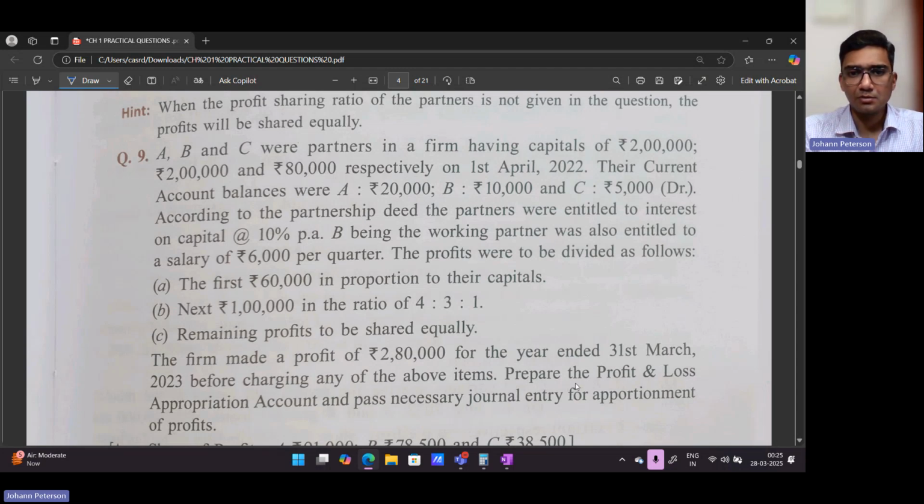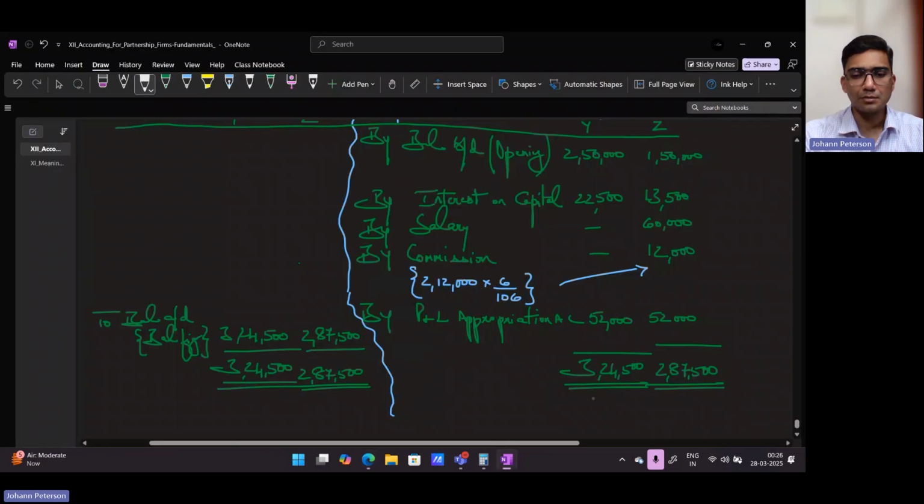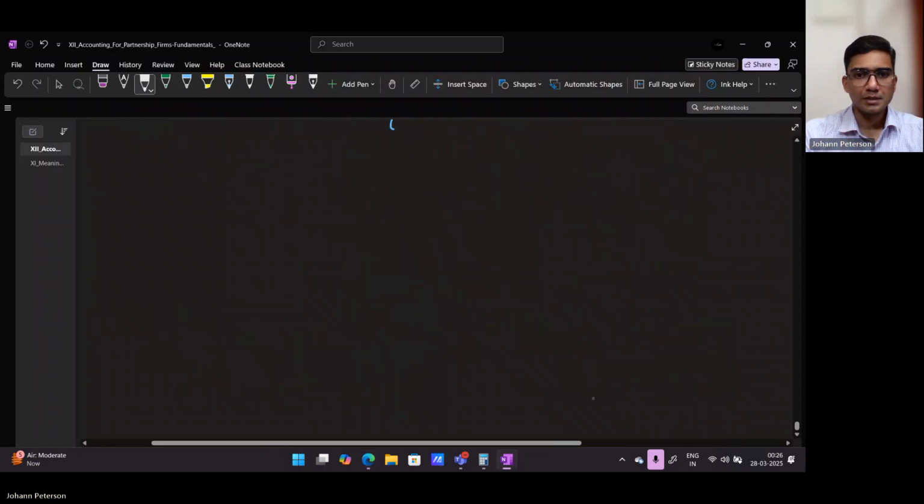Then it says, according to the partnership deed, the partners were entitled to interest on capital at 10% per annum. B is a working partner and is also entitled to a salary of 6,000 per quarter. Profits were to be divided as follows. Okay, so what do we have to make? We have to prepare the P&L appropriation account and pass the necessary journal entry for apportionment of the profits. Okay, so question number 9.